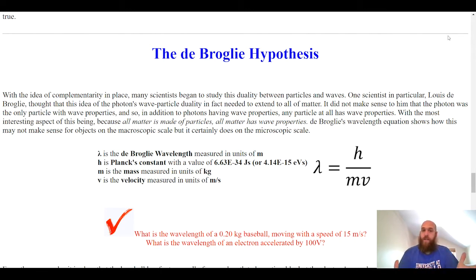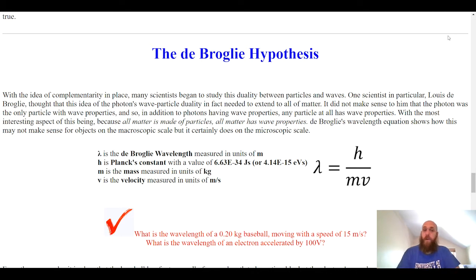He put together this thesis, this idea that all matter is made up of particles, and so all matter has to exhibit wave properties as well. It's not just that the tiny things have this weird phenomenon where they sometimes are like waves. Every particle has some wave-like property. Every wave has some particle-like property, and because our macroscopic world is made up of those particles, our macroscopic world should have wave properties as well.